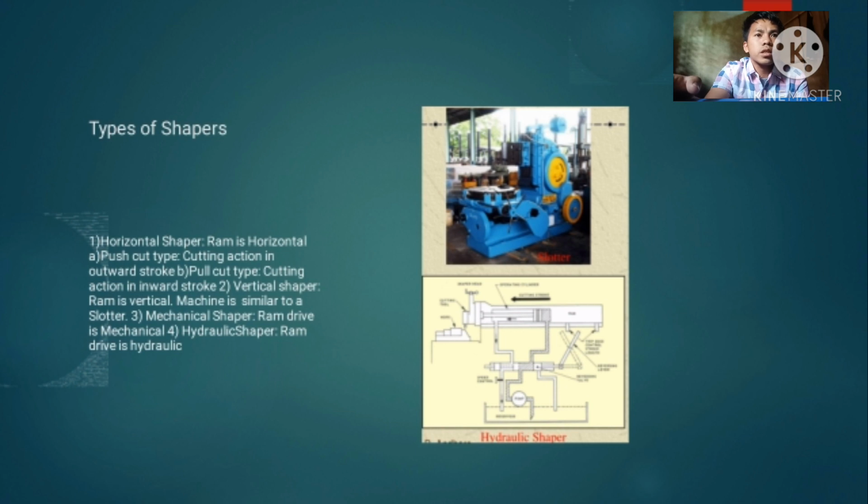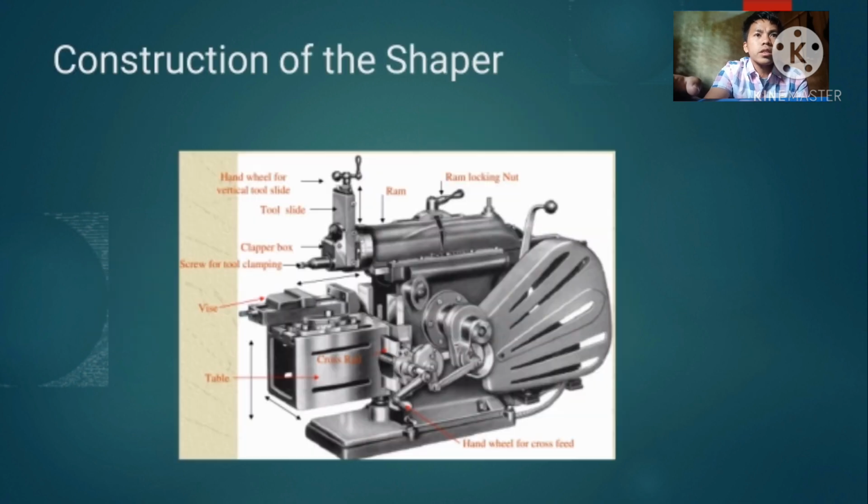Number 2 is vertical shaper. In a vertical shaper the ram is vertical, and the machine is similar to a slotter. Number 3 is hydraulic shaper, where the ram drive is hydraulic.